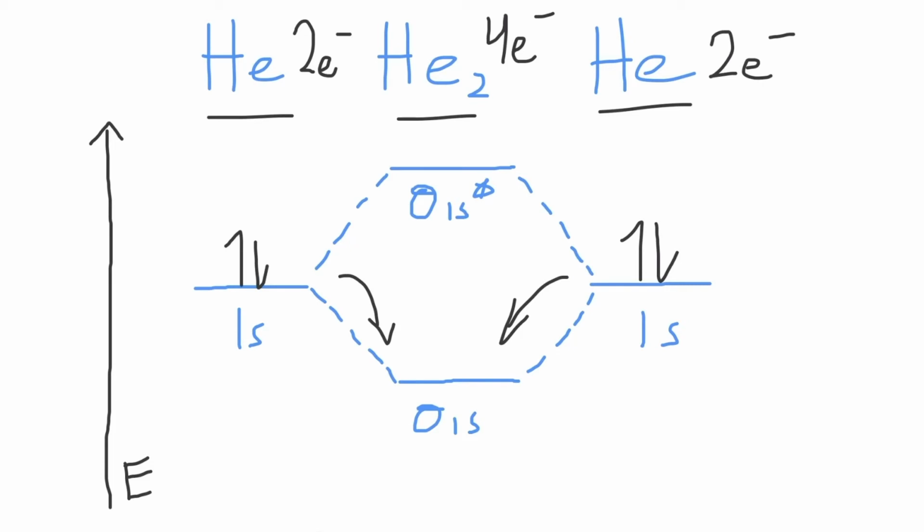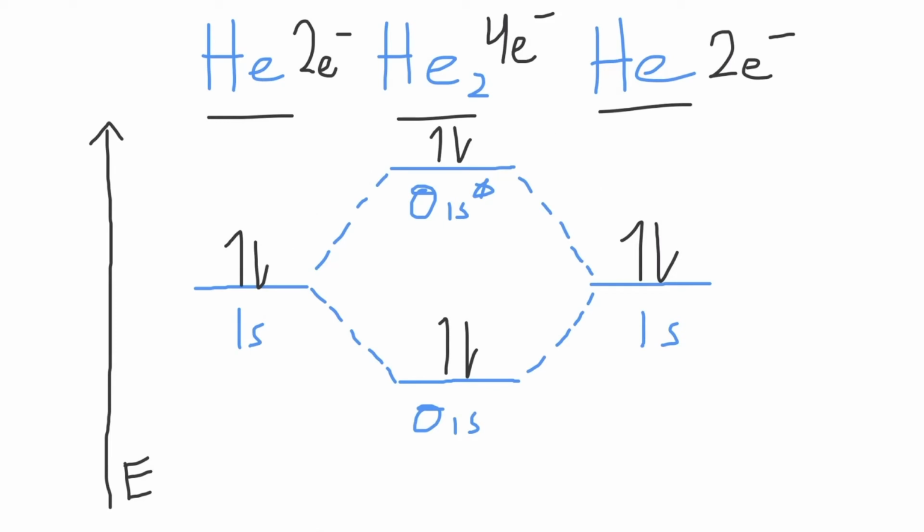According to the Aufbau principle, we start by filling up the lowest energy level first. And each molecular orbital can hold 2 electrons. And then the remaining 2 come to fill the antibonding. And that is our completed molecular orbital diagram for He2.